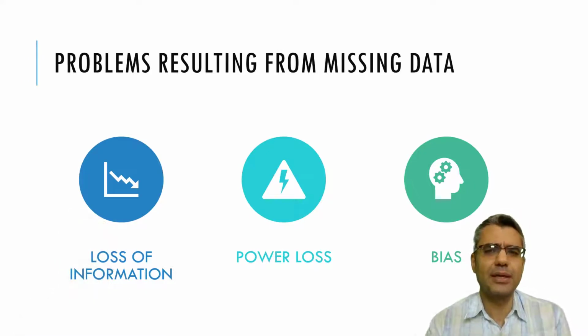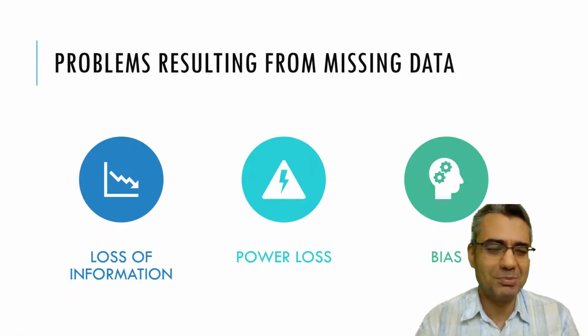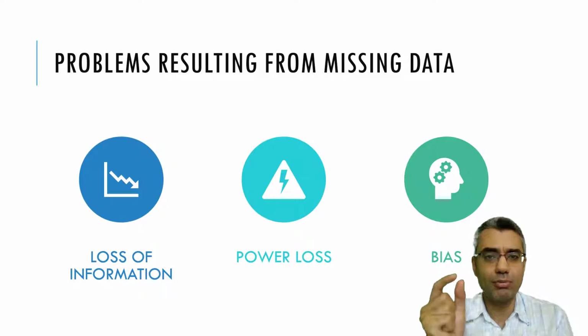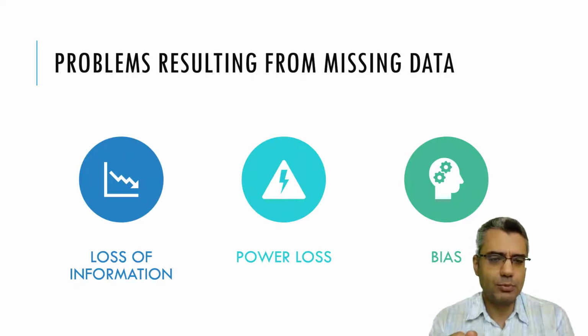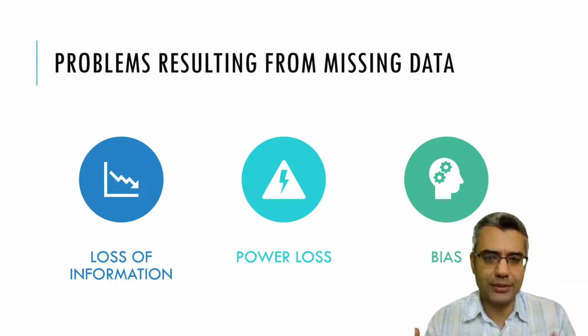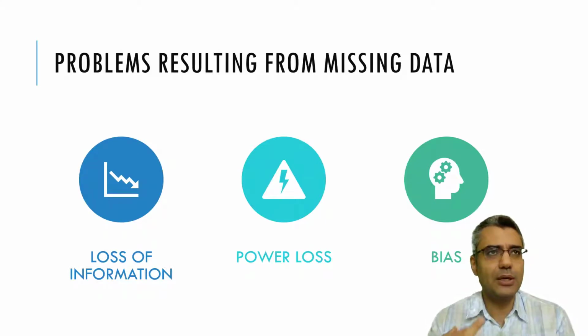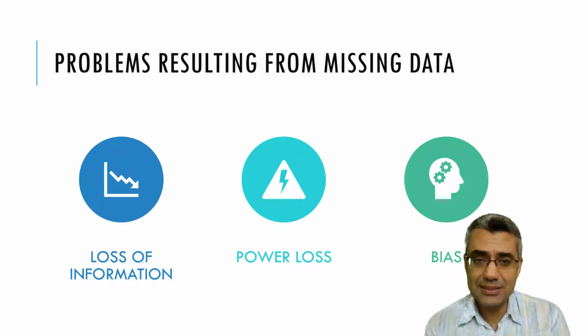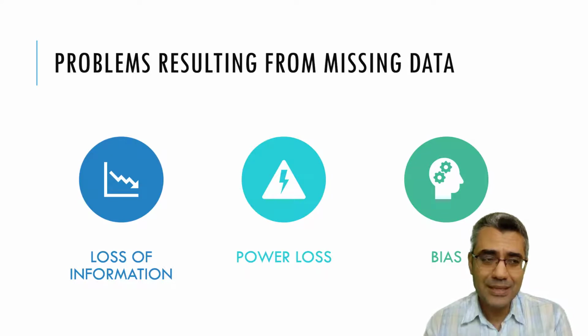what do we mean by missing data? Of course we know what we mean by missing data, but what are the issues resulting from missing data? Number one is loss of information. Each piece of data has some information, and when you miss data, you miss cases, you are losing information, and you may not see the whole picture, right? And number two is power loss. Power loss means the statistical power. When you have less data, you have fewer cases, this means that the statistical power of your test will be less. And this means that if there is any significant relationship, you may not find it.